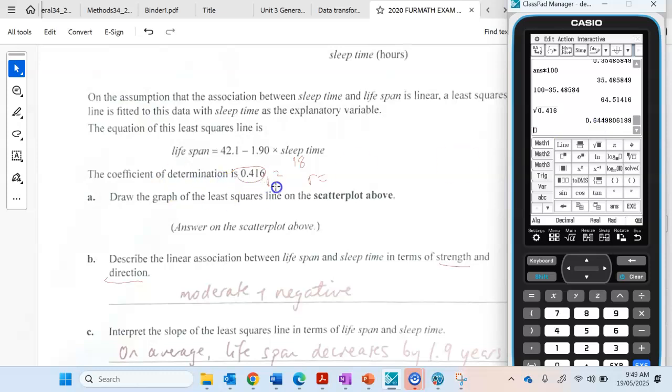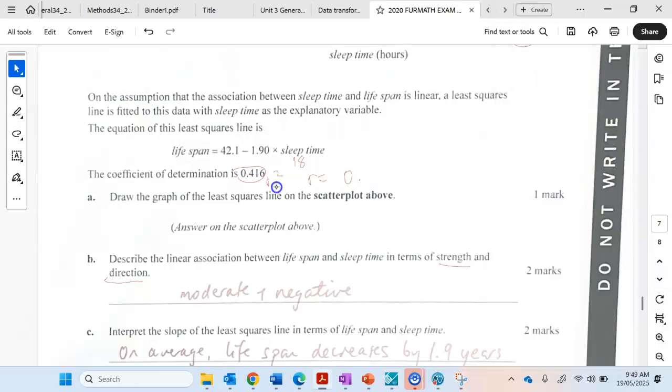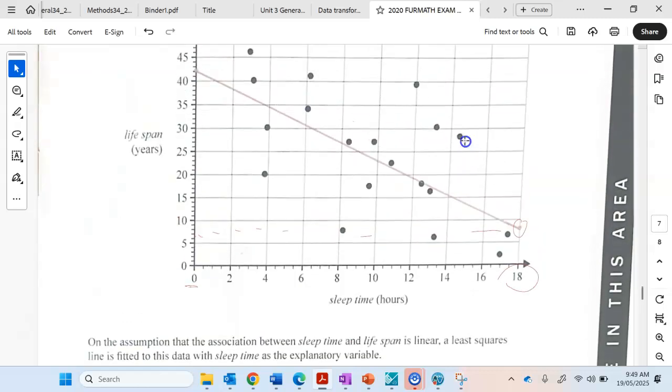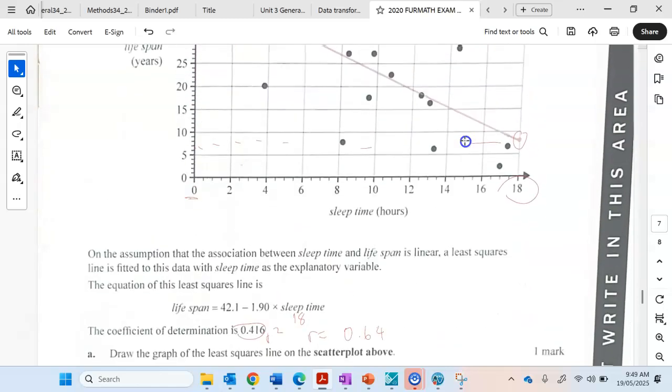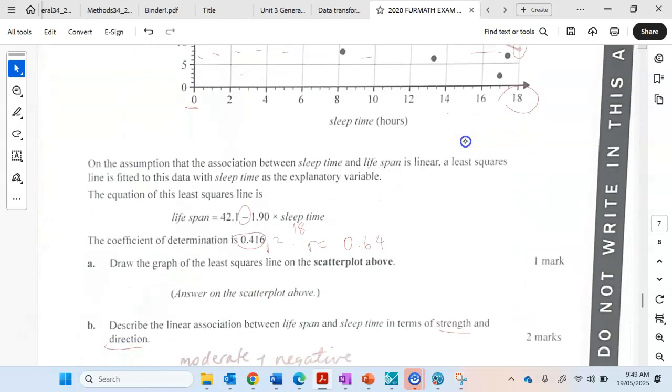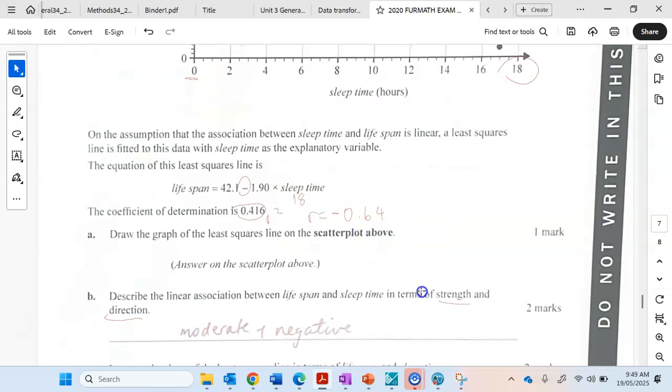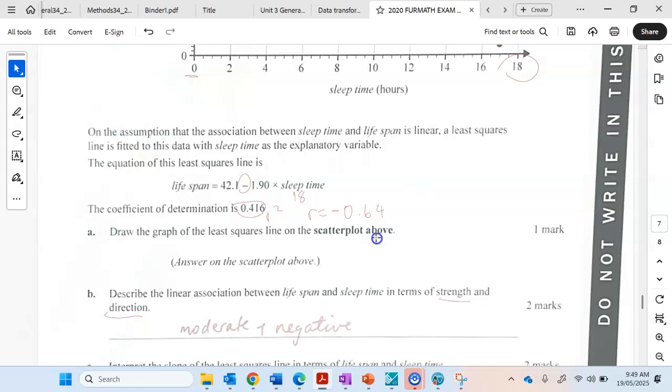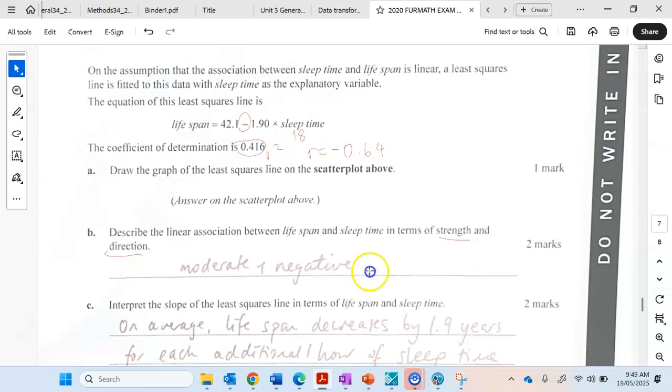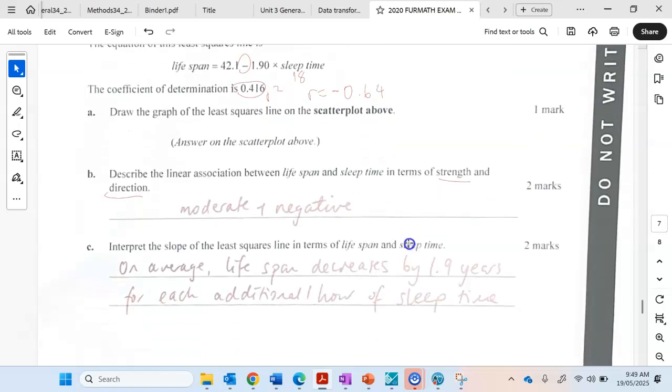It's just a lot of language, so making sure you've got it in your bound reference is extremely important. So we get 0.644. But we can see it goes down, both on the graph, we drew the scatter plot, so it's going to be negative. So interpreting your R value, you should have that in your bound book, and it's negative. So moderate and negative, 2 easy marks. Look at that, 2 marks for that.